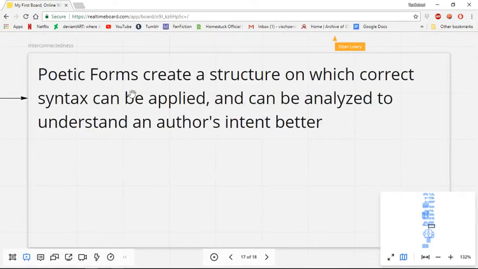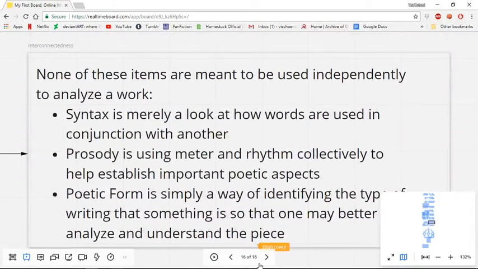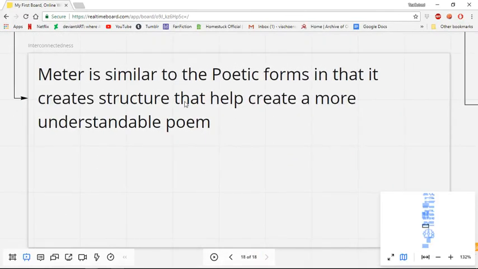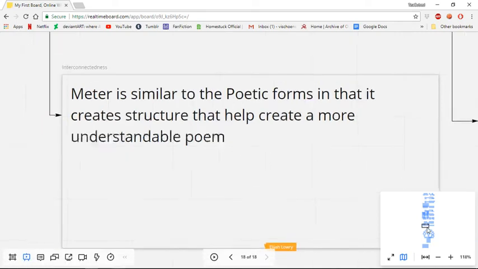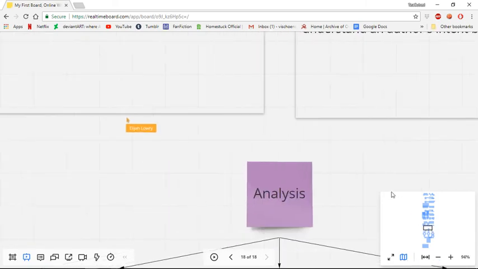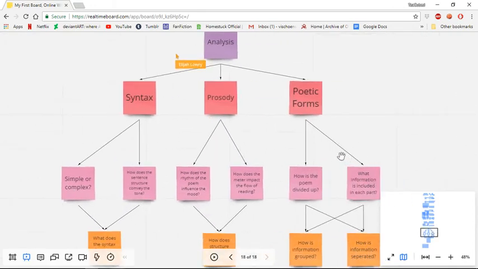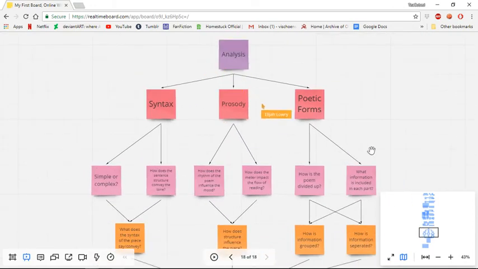So poetic forms create a structure on which correct syntax can be applied and can be analyzed to understand an author's intent better. Meter is similar to the poetic forms in that it creates structure that can help create a more understandable poem. And then down here is a chart that helps illustrate that point.